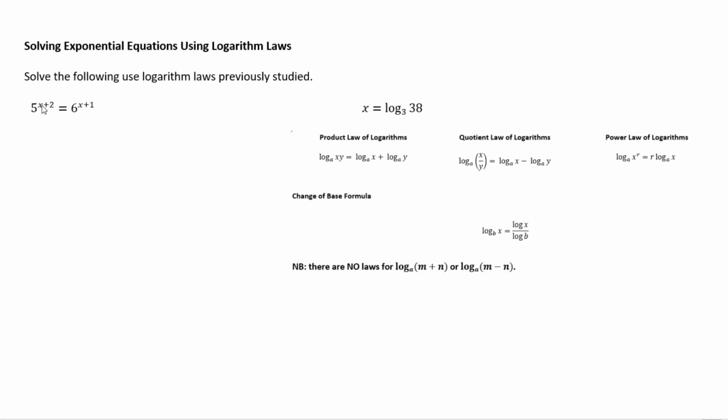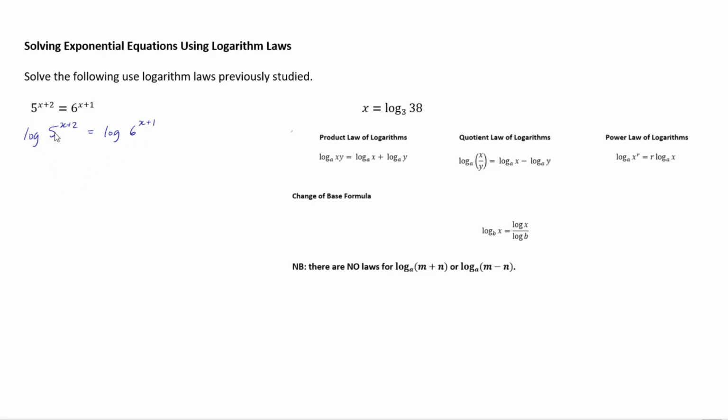As we see here, I've got the variable in the exponent of both, and I need to get rid of that. I need to bring that variable down, because right now it's in the exponents, right? So I can take advantage of the power law and take the common logarithm of both sides. Let's do that and see what we get here. So we would get log base 10, which I don't write, of 5 to the power x plus 2 is equal to the common logarithm of 6 to the power x plus 1.